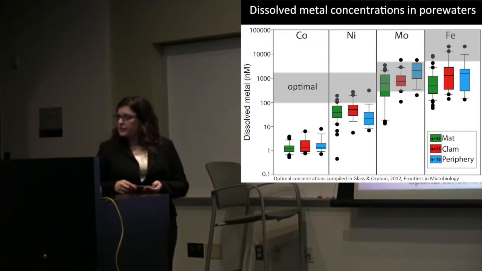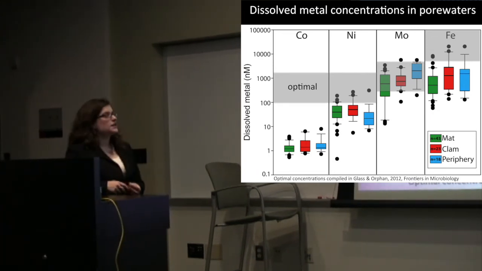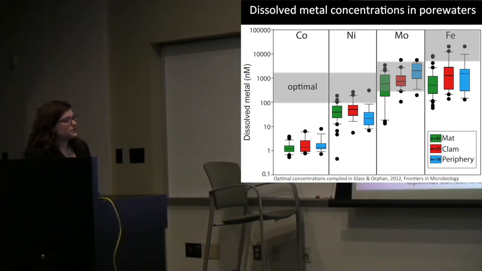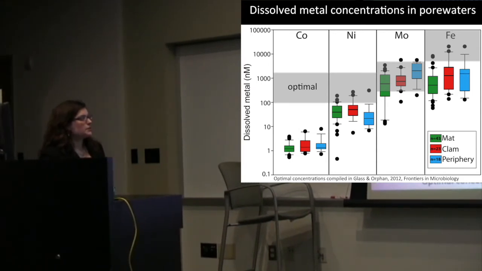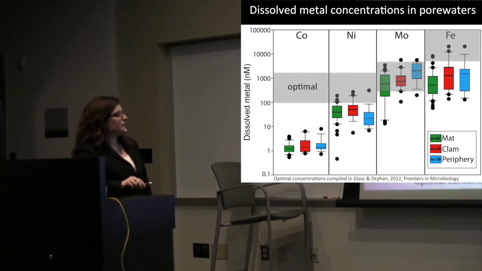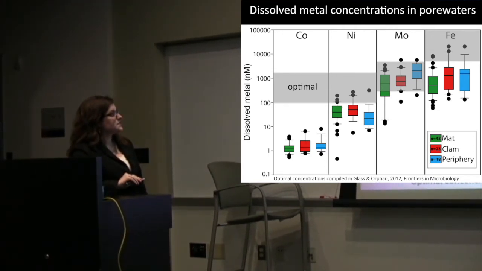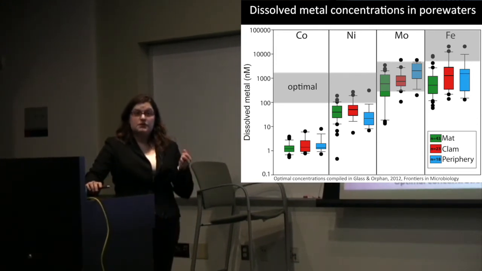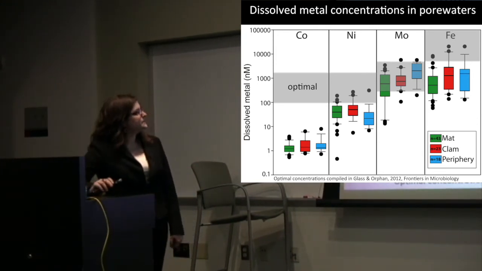We further explored this, looking at the dissolved metal concentrations in the pore waters from each of these habitats. Here we used 43 push cores from the mat, 23 from the clam, and 18 from the periphery. You can see the general trend is that cobalt was actually our scarcest trace metal in these systems, followed by nickel, molybdenum, and iron. Interestingly, molybdenum concentrations were quite high, which may explain why we have the molybdenum form of nitrogenase being expressed.